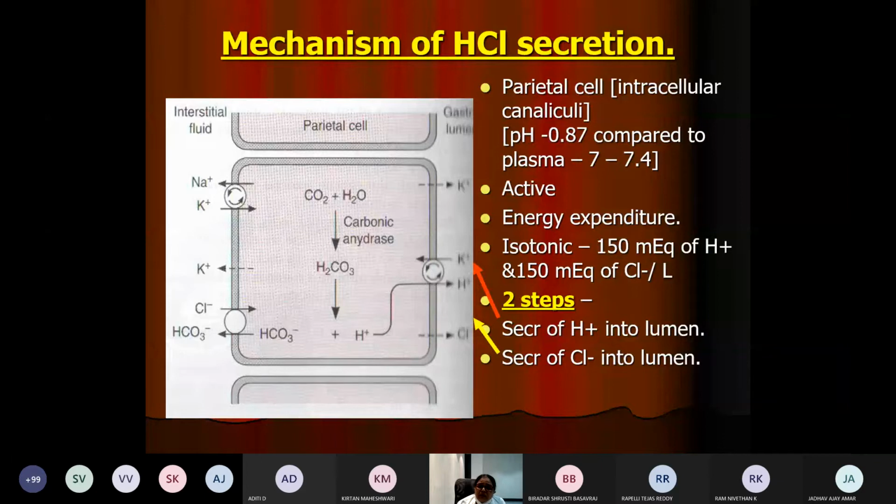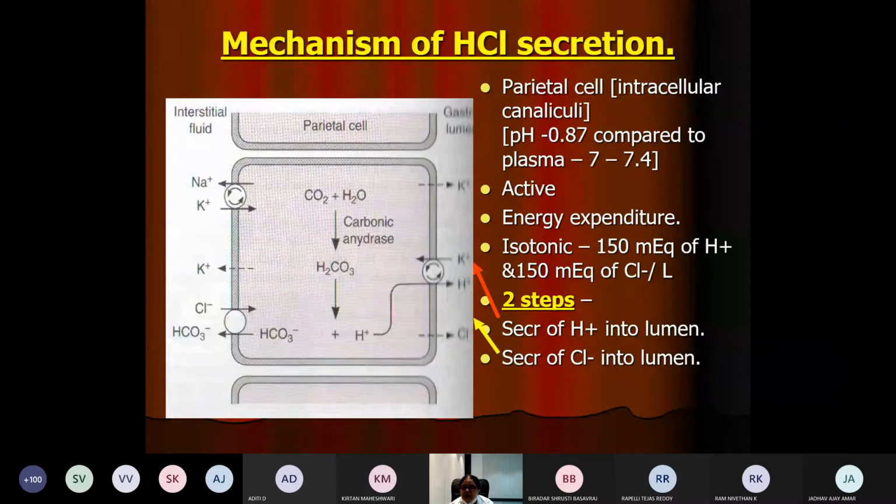We come to the mechanism of HCl secretion. With this helpful diagram, you just see the parietal cell, that is the intracellular canaliculi. pH 0.87 compared to plasma 7.2 to 7.4. It is active energy expenditure. It is isotonic, 150 milliequivalent of hydrogen and 150 milliequivalent of chloride per liter.